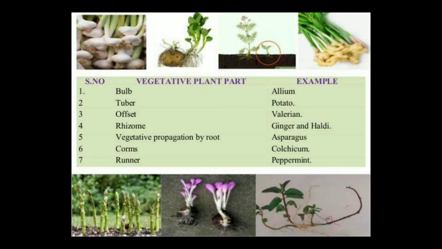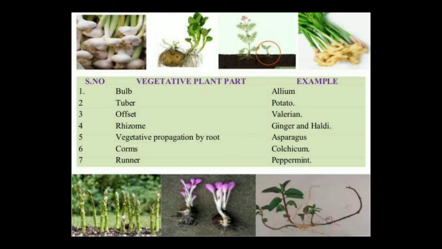Similarly, I have given other examples such as tuber for potato, offset for valerian, rhizomes can be used for ginger and turmeric, and then you can have vegetative propagation by root such as asparagus, corms like colchicum, and runner like peppermint.